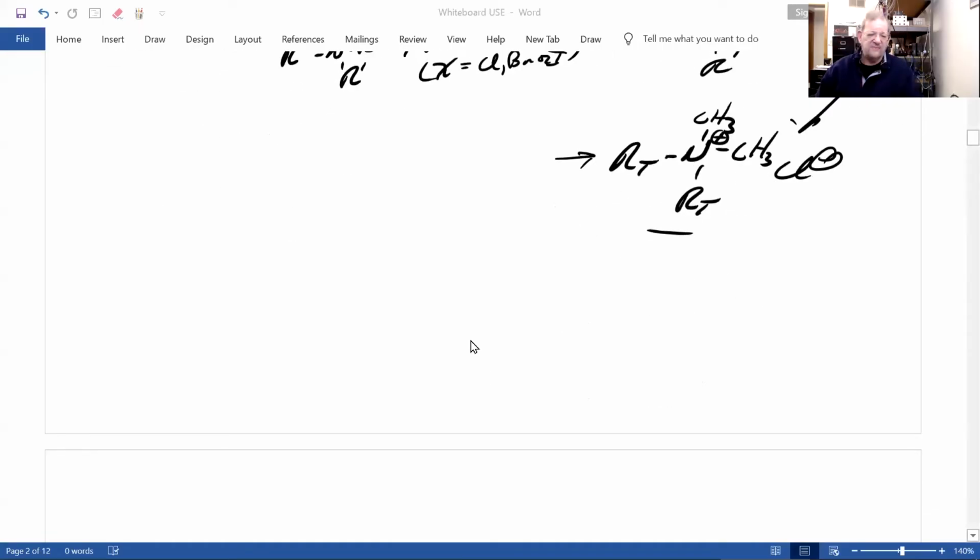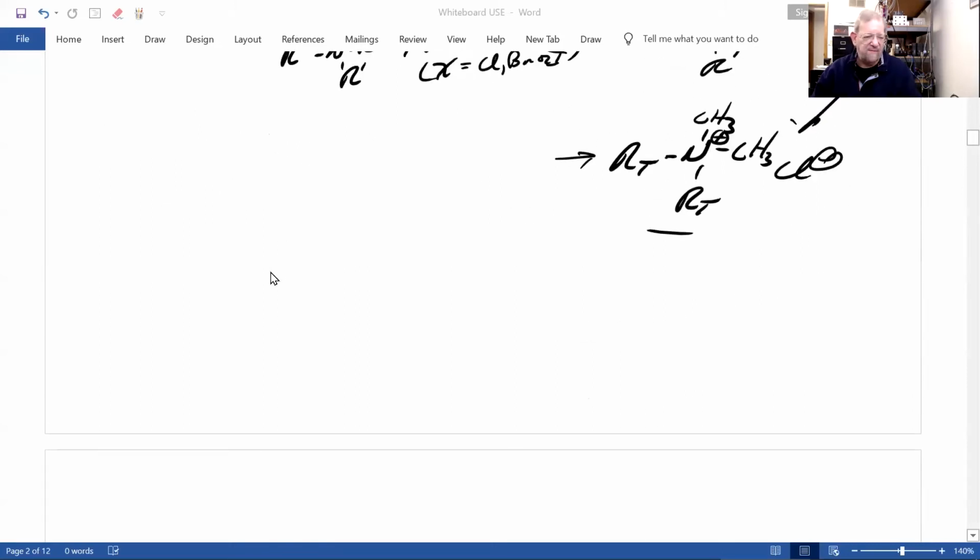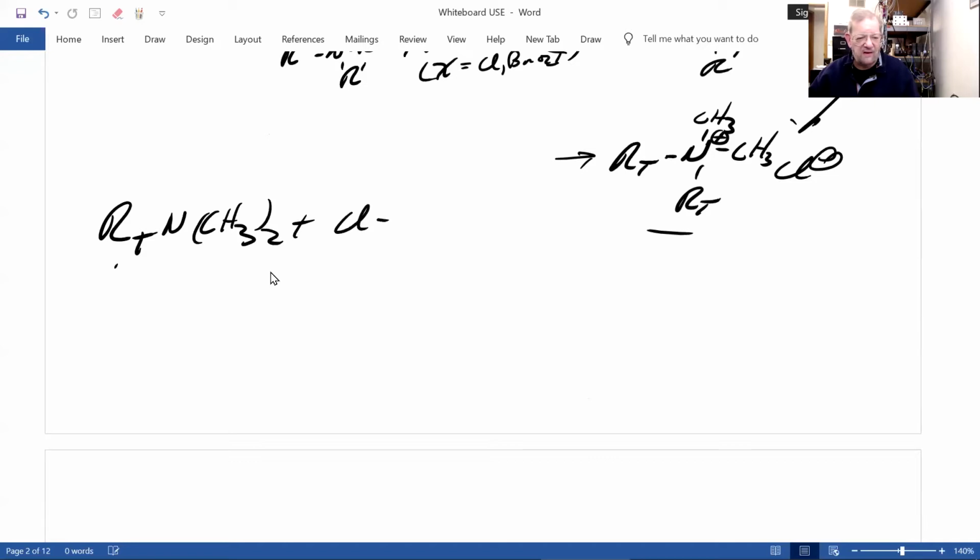All right. Let's get back to quaternary ammonium salts. How do you make them? Now, amines will not react with a benzene ring. And have fun.